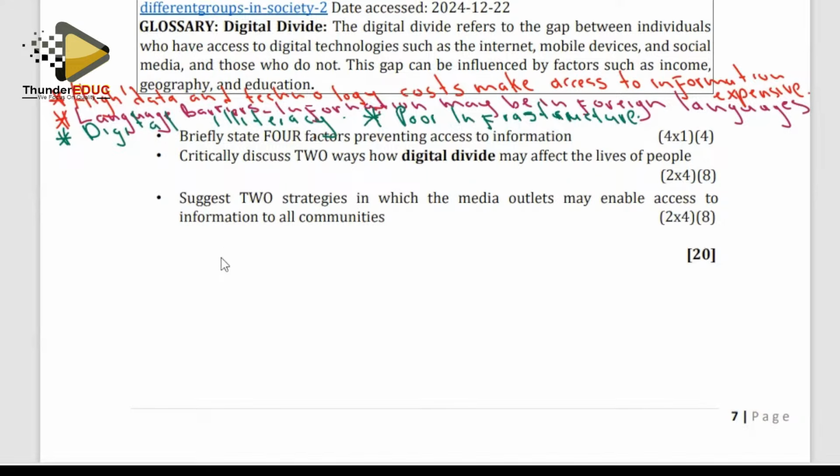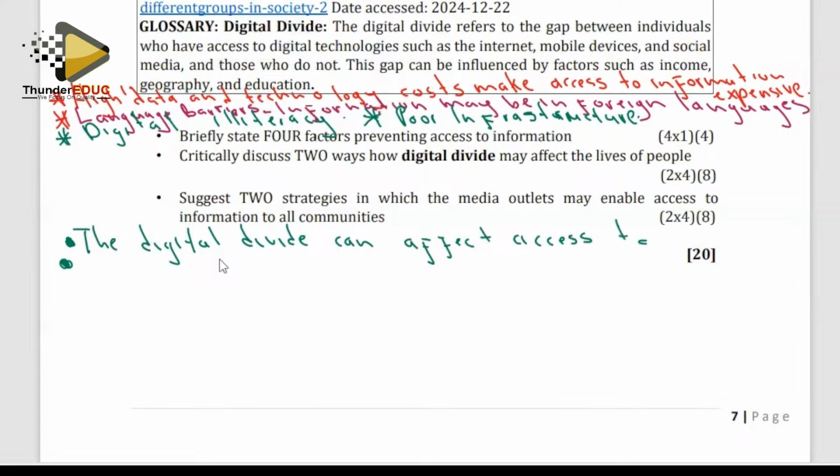Now going to the second bullet, which requires us to briefly and critically discuss 2 ways in which the digital divide may affect people's lives. All right, the digital divide can affect access to job opportunities.